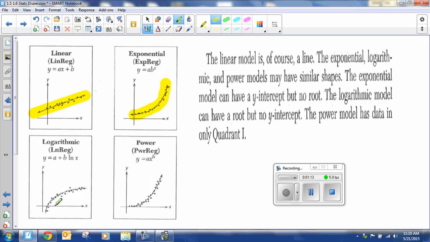So it goes up like this. Your logarithmic regression is basically a reflection of the exponential regression over the line y equals x. And the power regression is the most often confused with the exponential regression, but to remember, the exponential regression goes through the point (0, 1), but the power regression does not, and the power regression only exists in quadrant 1.